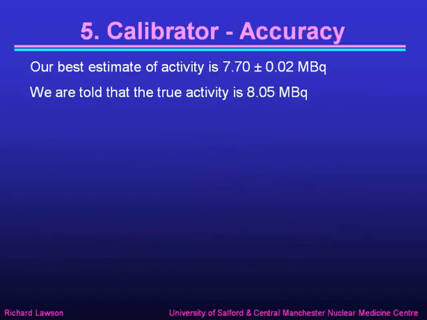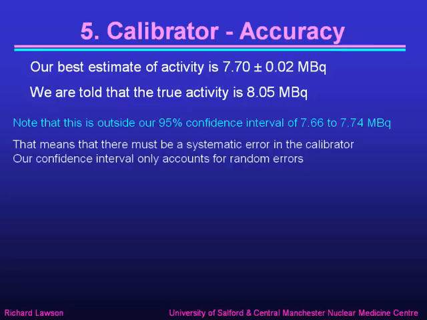We were also asked for the accuracy of the calibrator. Given that our measurement was 7.70 plus or minus 0.02, but the true activity is 8.05, we can see that 8.05 is actually quite a way outside our 95% confidence interval, which only goes up to 7.74 megabecquerels. So it means there must be a systematic error in the calibrator, because our confidence interval only accounts for random errors, and this is a systematic error that isn't accounted for by statistics.